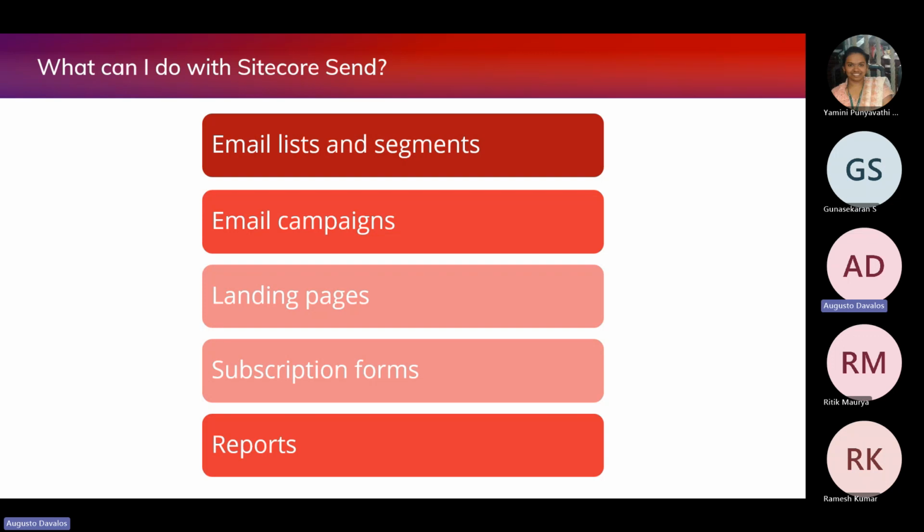And then you can create reports. Sitecore Send includes custom and default reports that can help you improve campaigns. So increase newsletter efficiency, achieve overall email marketing goals. They include statistics gathered from campaigns sent through your account.